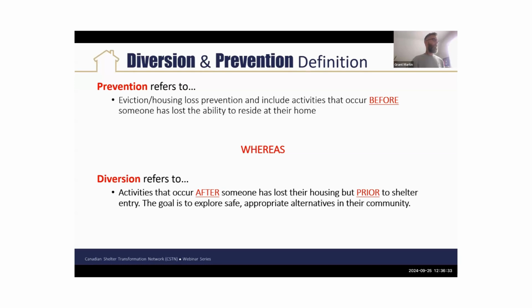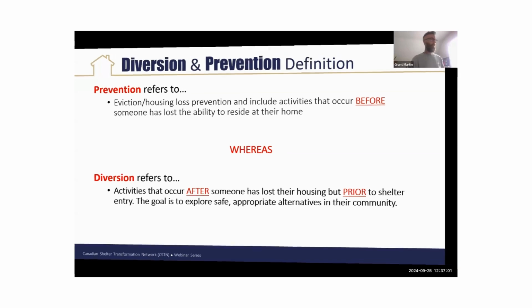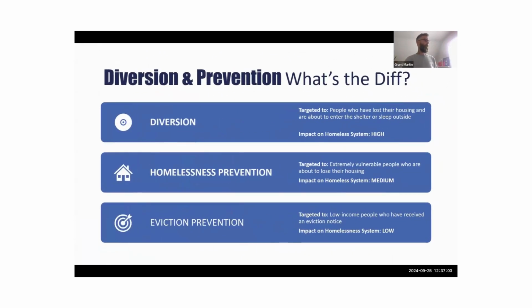Versus diversion refers to all those activities, some of which I mentioned earlier in a previous slide, that occur only after someone has lost their housing, but prior to them entering shelter. So they've already lost their housing. We verified that they are in fact homeless or without housing, but now we're trying to figure out if it makes sense for them to come into shelter, or do they have suitable alternatives still available to them that we can explore that are out in the community. So that's the difference between those two things.